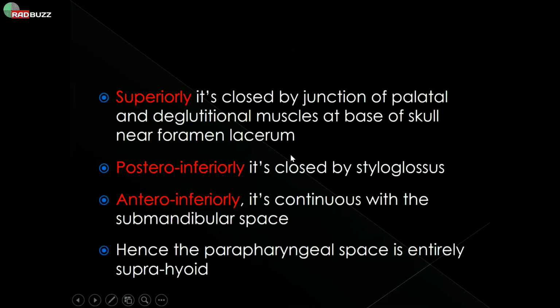I will show you what it is, but let's see what the contents are and how it is related superiorly and inferiorly. Superiorly, it is close to the junction of the palate muscles at the base of skull near the foramen lacerum. So superiorly is the base of skull, and a pathology in the parapharyngeal space can be related above with the base of skull and palate area. Posteriorly by the styloglossus, that means with the tongue. Inferiorly, it is continuous with the submandibular space. So all the areas are in the suprahyoid region, as the parapharyngeal space is entirely suprahyoid.